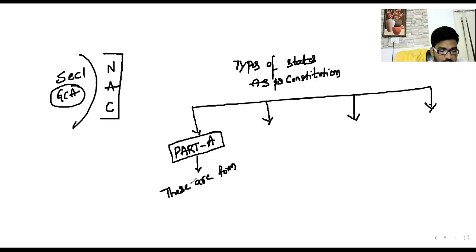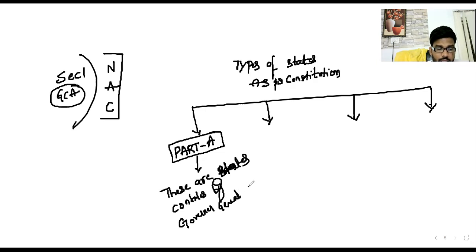These are the states controlled by Governor Generals at the time of British ruling.